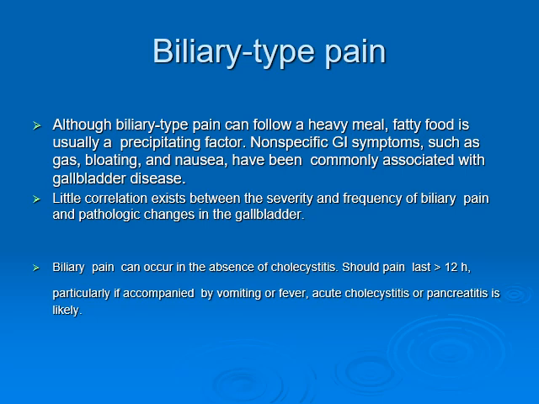Little correlation exists between the severity and the frequency of biliary pain and pathological changes in the gallbladder. Biliary pain can occur in absence of cholecystitis. Should pain last more than 12 hours, particularly if accompanied by vomiting or fever, acute cholecystitis or pancreatitis should be suspected.